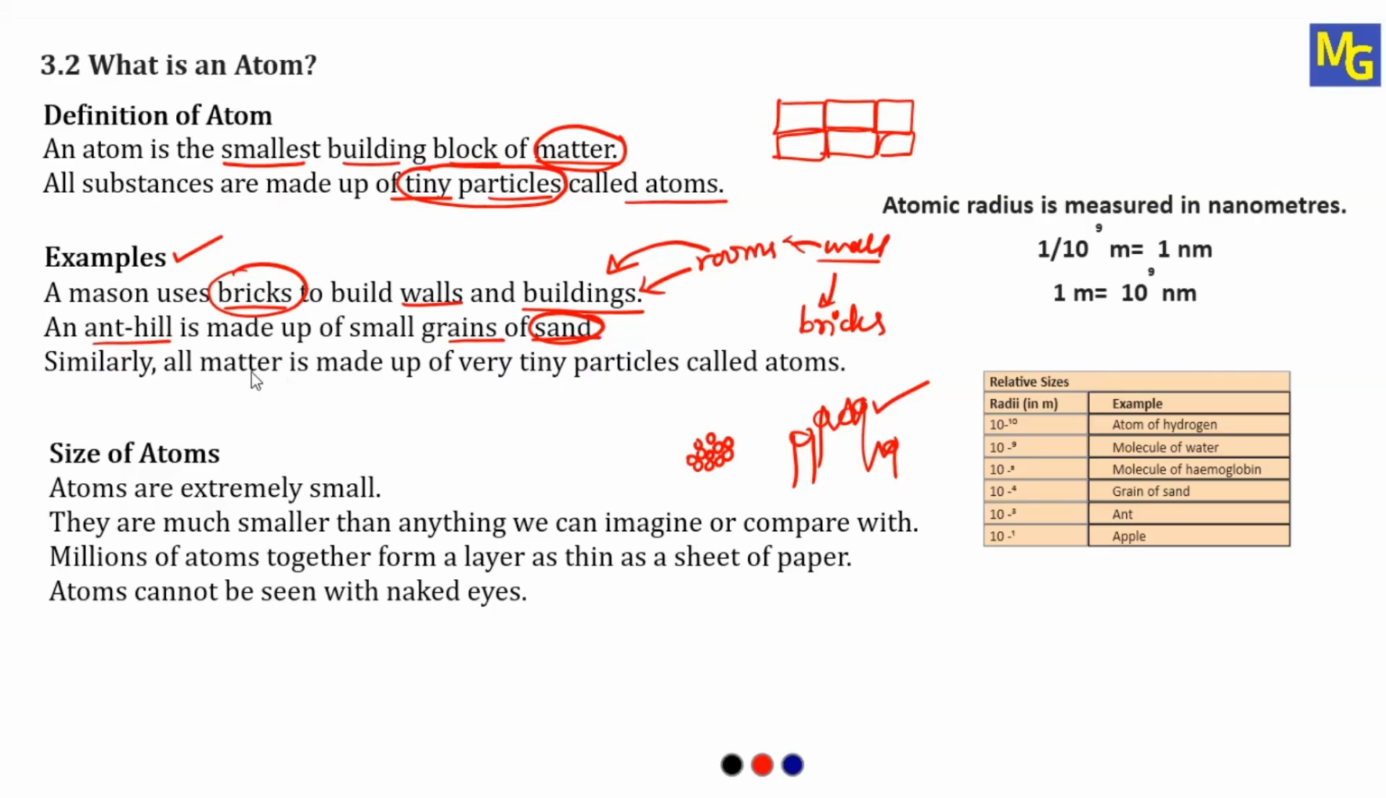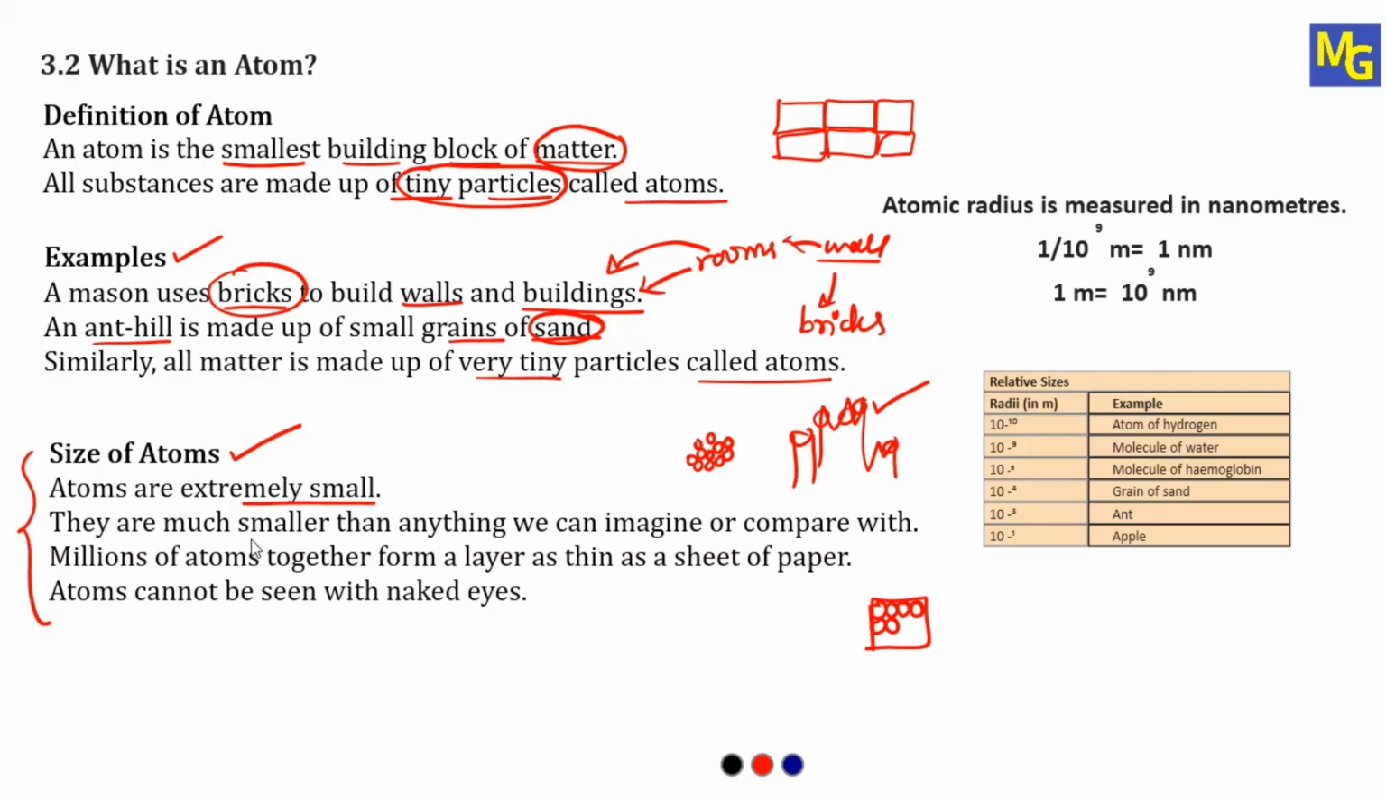Similarly, all matter is made up of very tiny particles called atoms. If you want to prepare any sheet of matter, then all the particles should be connected together. Then only are we going to get matter. Now we will see what is the size of an atom. As we have already discussed in our earlier chapter, atoms are very small in size, which cannot be seen by our naked eyes. That is what we are going to study here.